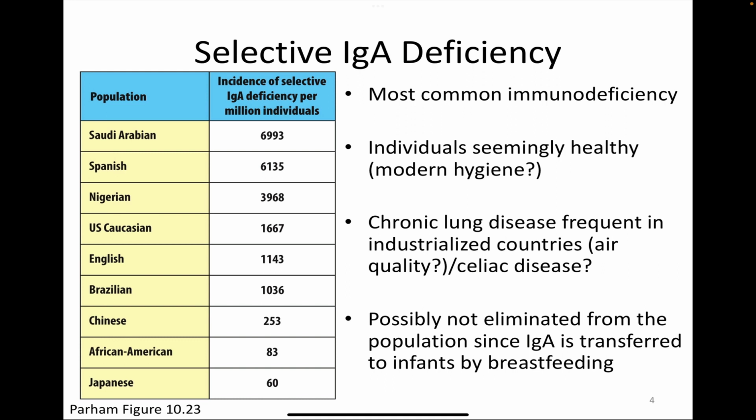So you could be walking around right now with IgA deficiency, meaning that you just don't have any IgA, and be seemingly healthy. Part of the reason for that may be due to modern hygiene, that we may not be encountering some of the microbes that past humans did. And so maybe in the past, people with this deficiency had more issues, and now because of sanitation, we don't have that. There are ideas that perhaps people with selective IgA deficiency may have chronic lung disease, possibly due to air quality, or there may be an association with celiac disease, though neither of those are super clear epidemiologically.